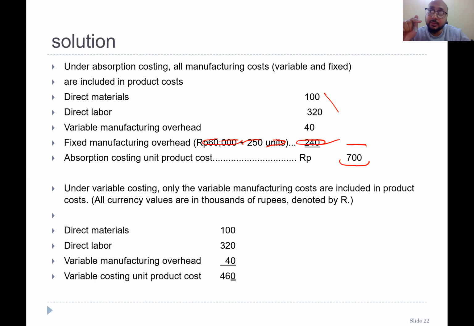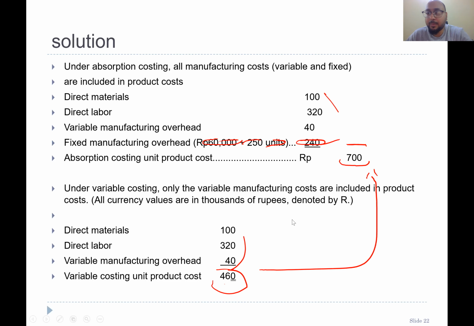But selling cost would depend on the number of products sold, when you find out the commissions. In variable costing, we do not include fixed manufacturing overhead costs, so you see the drastic change between the costing methods. 700 for absorption costing, 464 for variable costing.